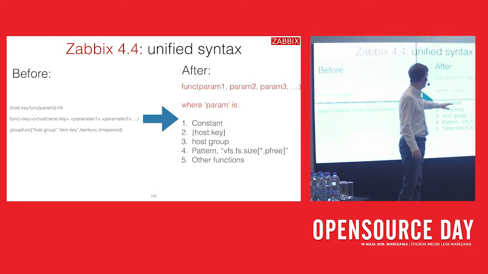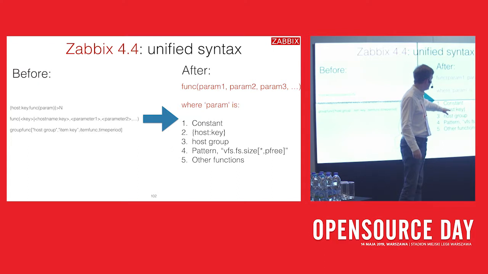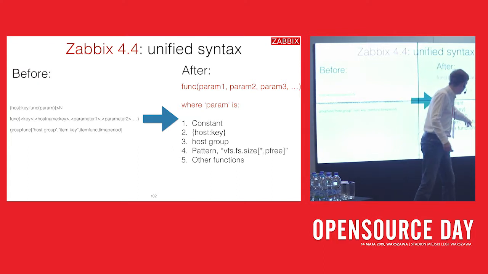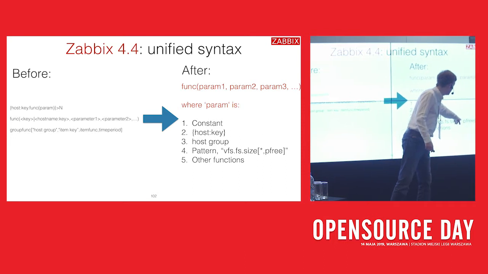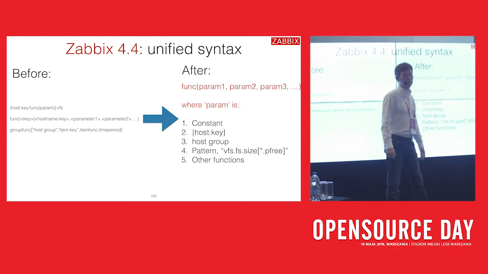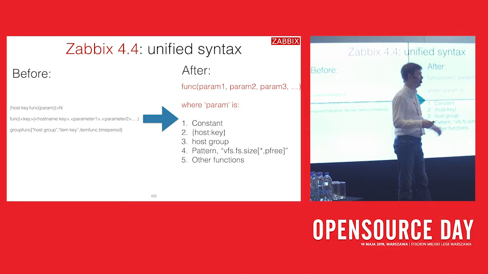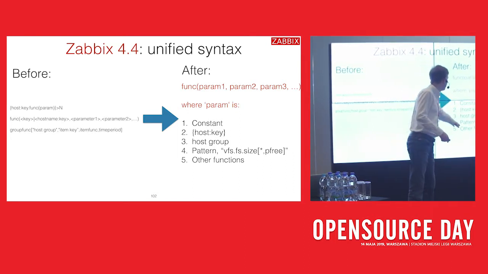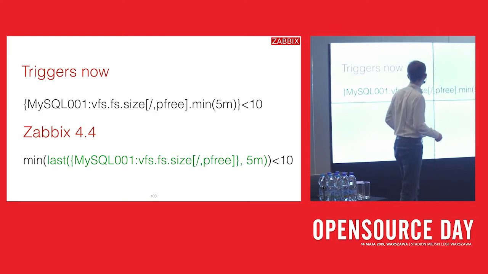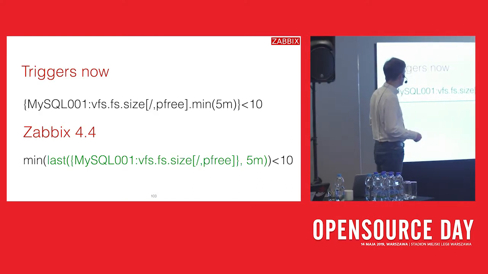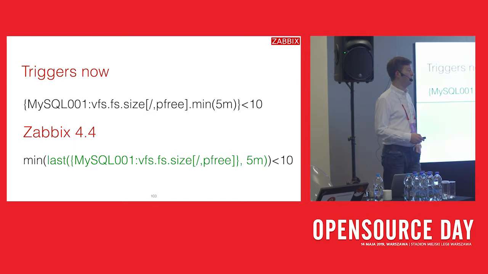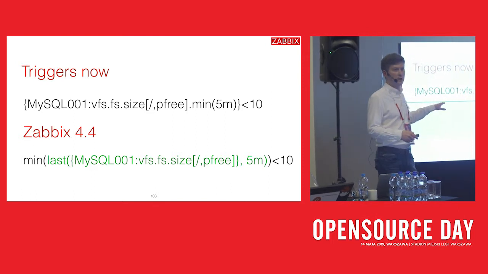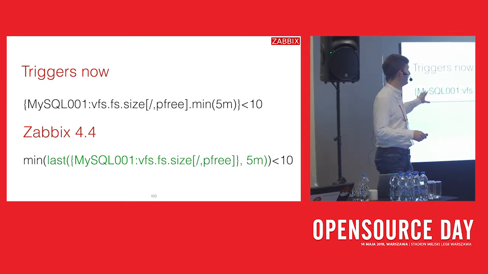And parameters could be a constant, a reference to some item, host group, some pattern, like vfs.fs.size, everything. Okay, I want to have free disk space for all my volumes, and some other functions. So function from a function. Let me give you just a few examples. It's still something to be discussed. I really think that we will manage to simplify it even more.